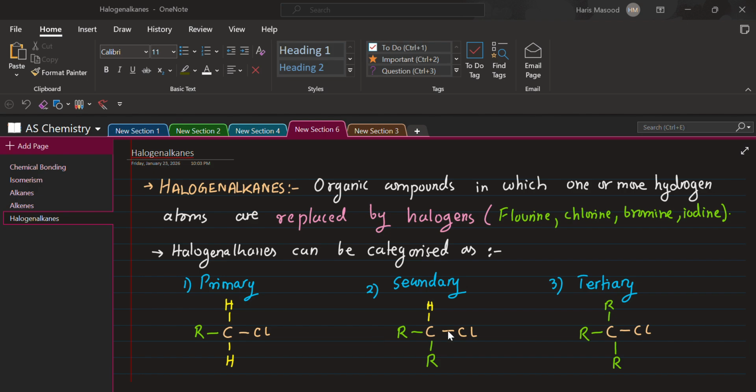Okay, so it will be a tertiary halogenoalkane. Did you get the difference between them? You always have to look for hydrogens. You'll always have to be concerned with the hydrogens. Always look whether that carbon has two hydrogens, one hydrogen, or none.